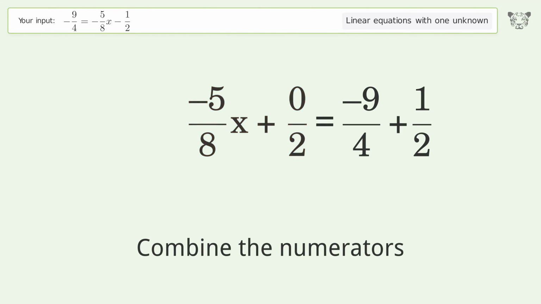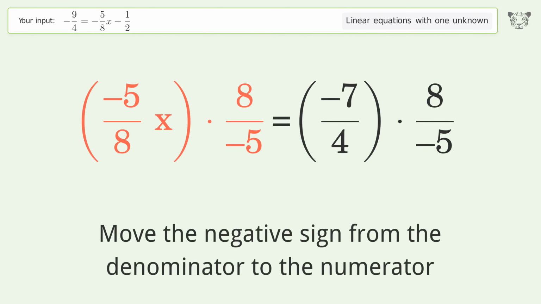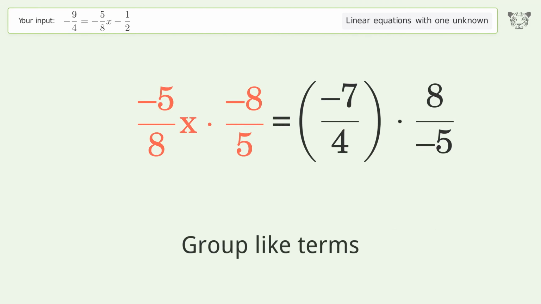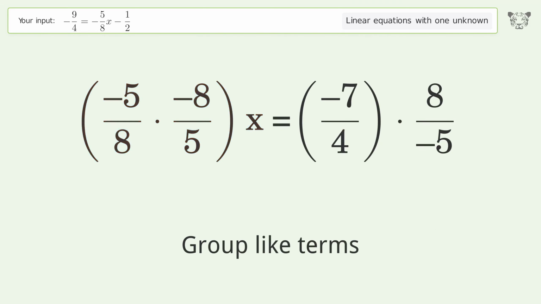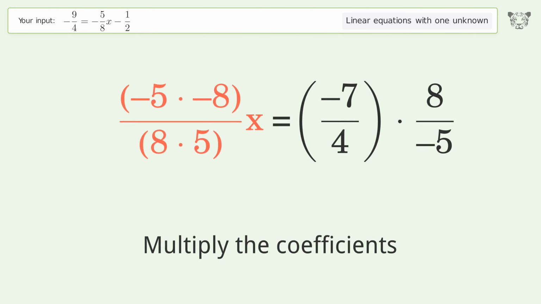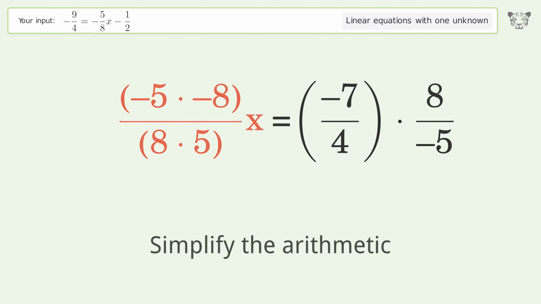Isolate the x. Multiply both sides by inverse fraction 8 over -5. Move the negative sign from the denominator to the numerator. Group like terms. Multiply the coefficients. Simplify the arithmetic.